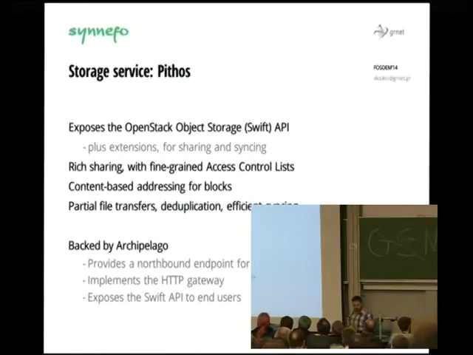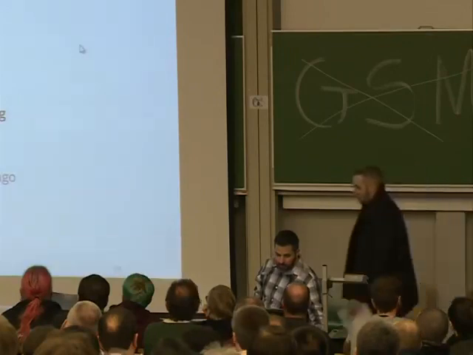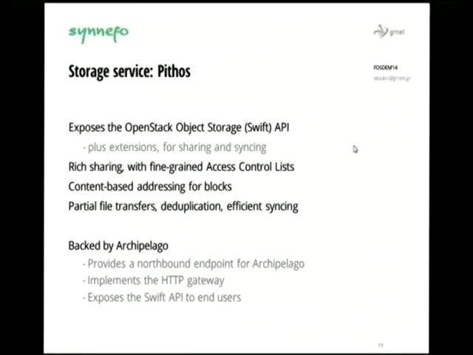Now, let's go to the unified storage part. Our storage service exposes the Swift API to the outside world, plus extensions for efficient synchronization. What are these extensions? Every file gets chunked up in individual 4 megabyte blocks.